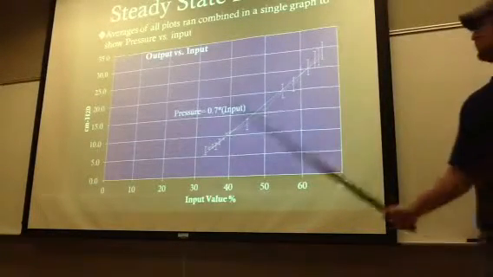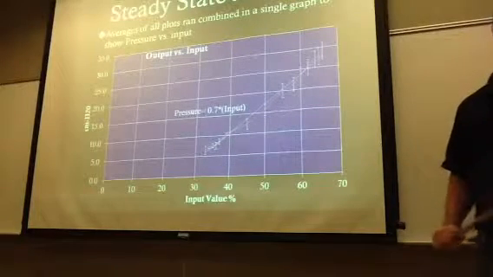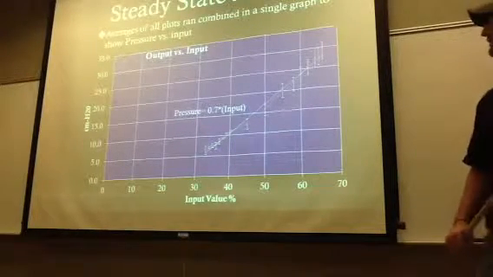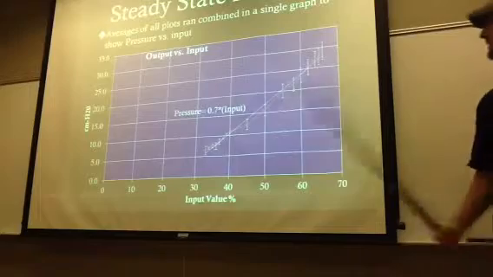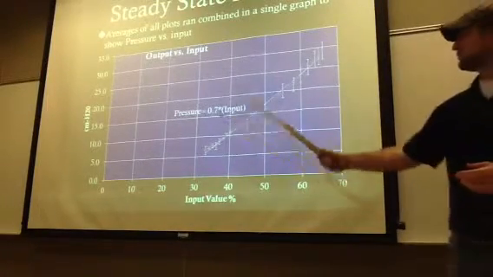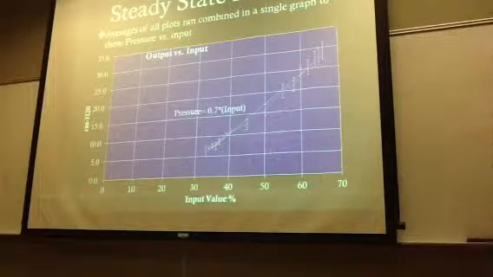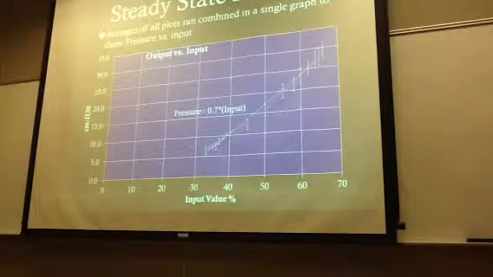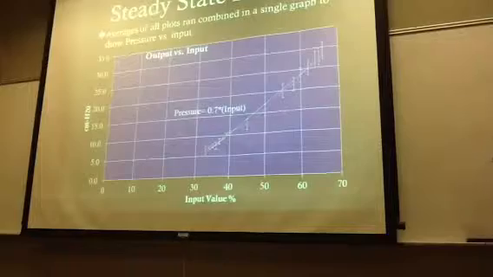Then this is when we all ran our experiments. We got all of our different input values, took the average of them, and it gave us this curve right here. You can see pressure equals 0.7 times the input value. This is the average of all the plots ran. This is our group's.